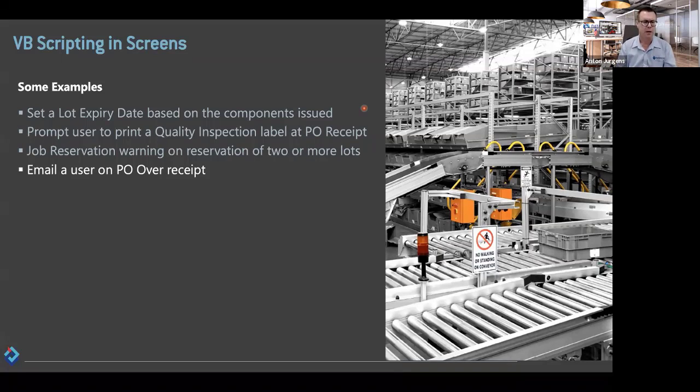Another typical example: we have settings that allow you to over-receipt a purchase order. If that's turned on, you may want to put a VB script onto that screen that says whenever you over-receipt a purchase order, well, it would run every time you receipt a purchase order, but it would check to see if you're over-receiving. If you are over-receiving a purchase order, it would drop an email to someone or a list of people or something like that. So those are some of the examples.